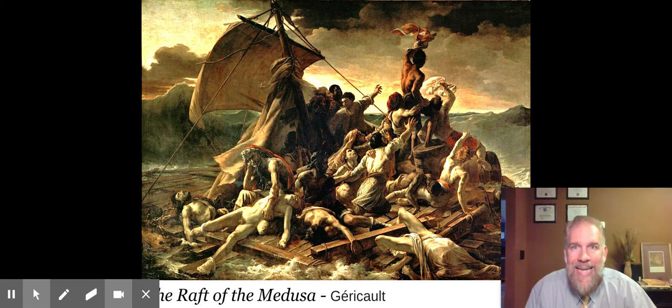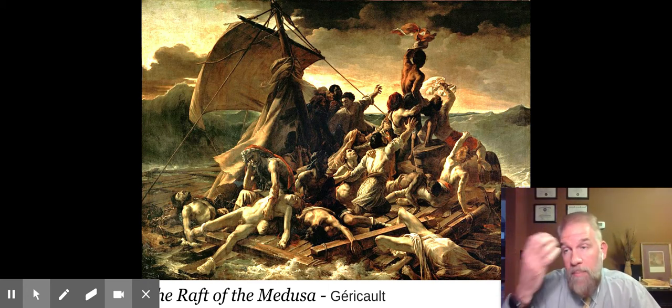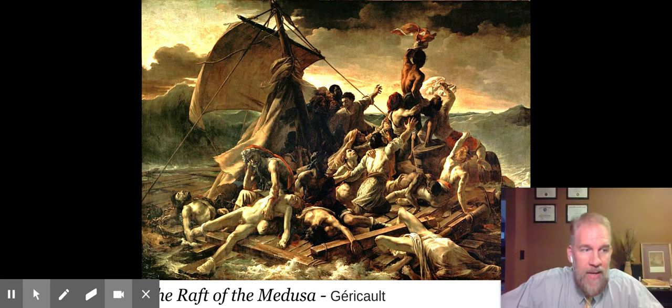It gets worse. After days and days on the sea, they resort to cannibalism. They begin to eat the other crew members. This is all true. It really happened. After 13 days on the sea, the Medusa is rescued by one of the other boats in their group.